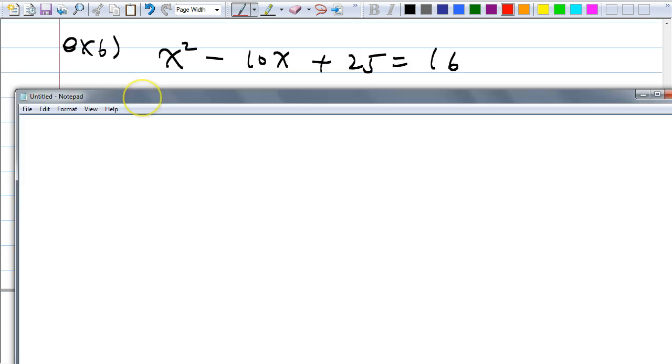All right. Now this time, example 6, they get really creative. Instead of giving you something squared, they give you a trinomial on the left side equal to some number. But take a look at this trinomial. Anybody see anything interesting about this trinomial? x squared minus 10x plus 25 equals 16. What do you see? What do you notice about this trinomial?